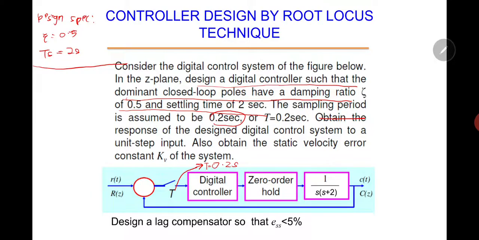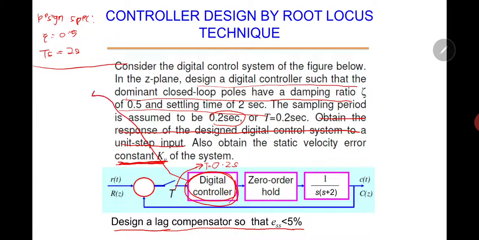This part no need to do. And then obtain the static velocity error constant, Kv. You have learned about this under chapter 6 about the steady state error. And then finally we need to design a lag compensator so that the steady state error to the unit ramp input is less than 5%. In this system you have a digital controller, and this digital controller is what we need to design.